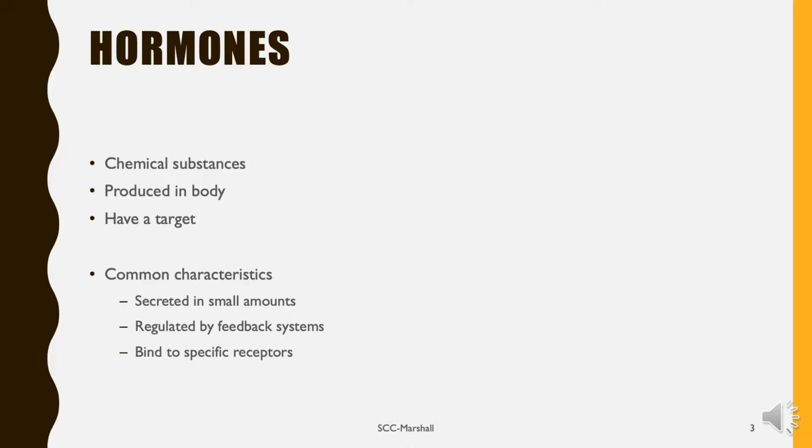So, for example, the thyroid gland synthesizes the hormone thyroxine, but then that hormone thyroxine is going to go and affect all body tissues. Okay. Some common characteristics of hormones is that they're secreted in small amounts at variable but predictable rates. They are regulated by feedback systems, which we're going to look at in a minute, and they also bind to specific receptors in the target cell.